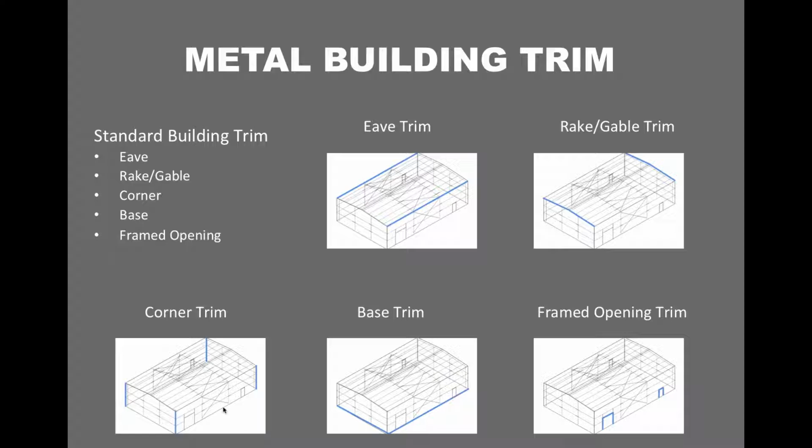Then you've got what's called your corner trim, and just like it sounds, that's the trim on the building's 4 corners. Then you have what's called a base trim, which is the trim that runs along the base of the building. And then finally we have the framed opening trim, which refers to the trim that trims out all your doors, windows, any sort of framed opening that you have in the building will generally have some sort of trim associated with it.